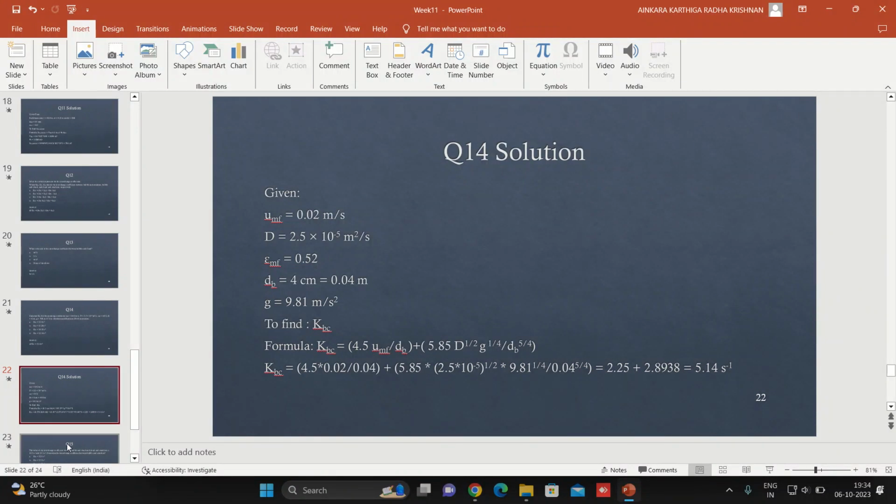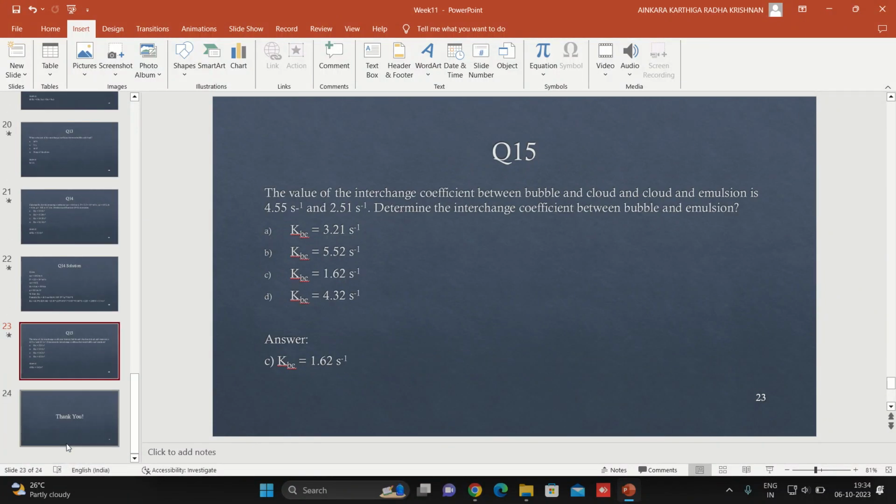So yeah, we'll go to question 15. I think it is clear enough. In question 15, it is asked that the value of the interchange coefficient between bubble and cloud and emulsion is 4.55 per second and 2.51 per second. Determine the interchange coefficient between bubble and emulsion.